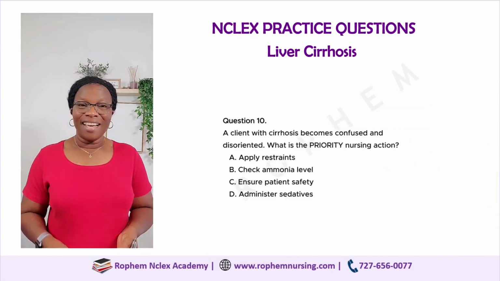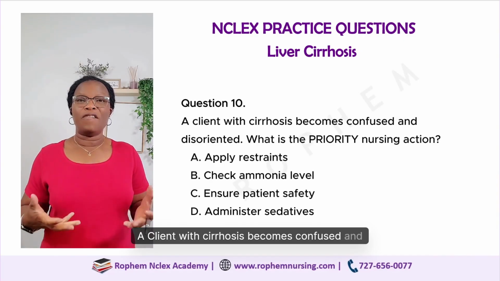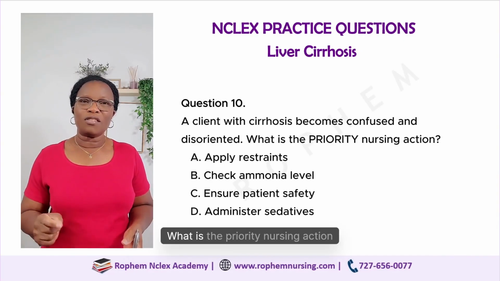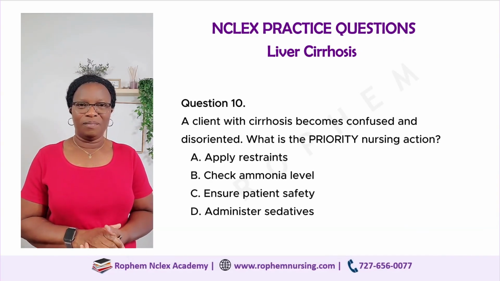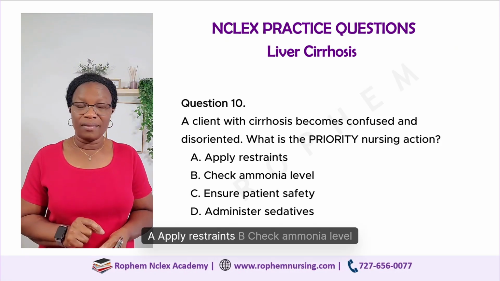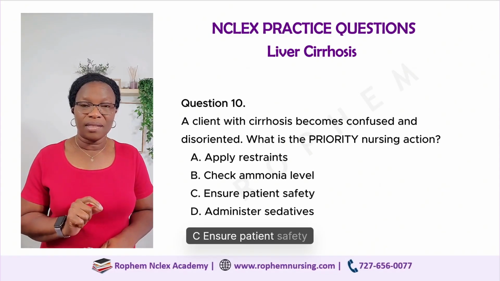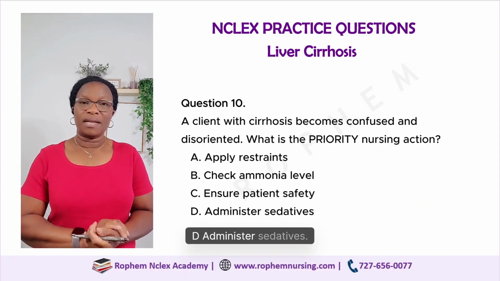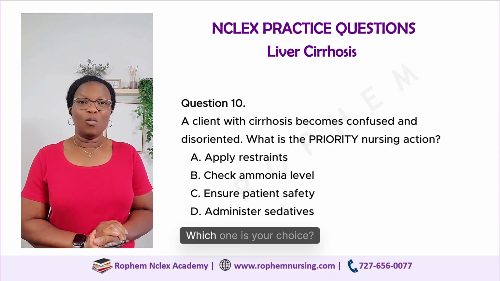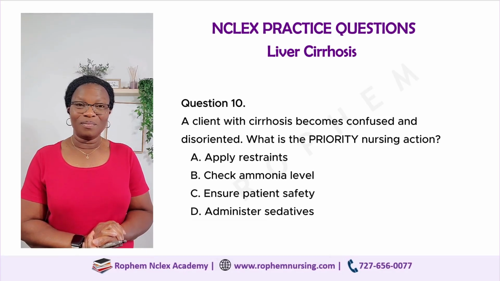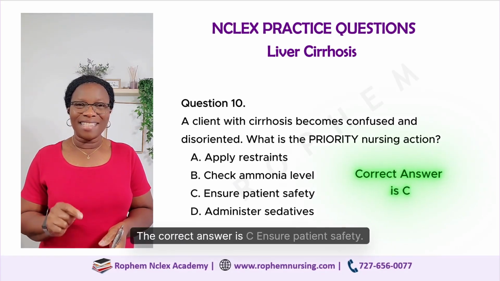Next question. A client with cirrhosis becomes confused and disoriented. What is the priority nursing action? A. Apply restraints. B. Check ammonia level. C. Ensure patient safety. D. Administer sedatives. Which one is your choice? The correct answer is C.